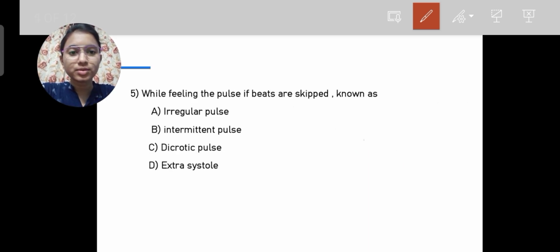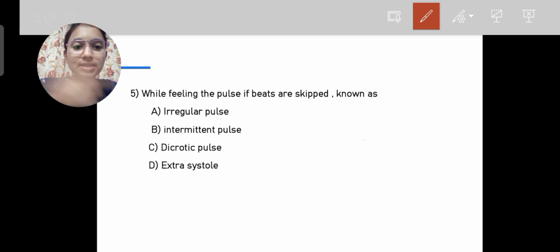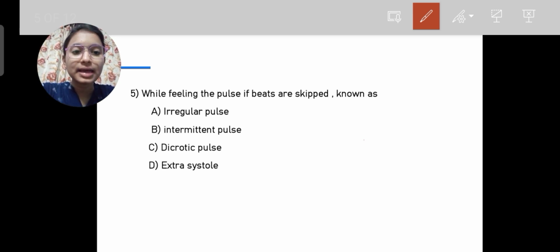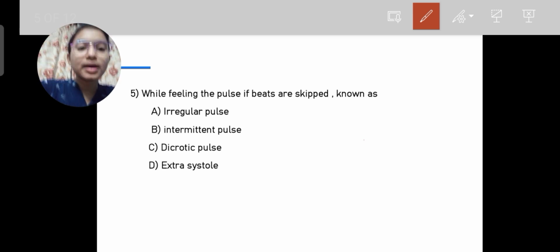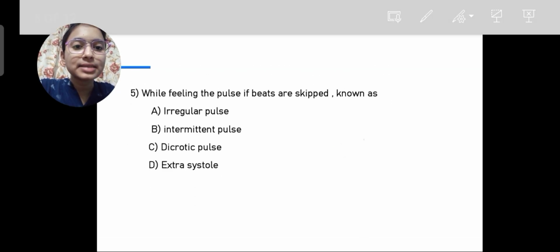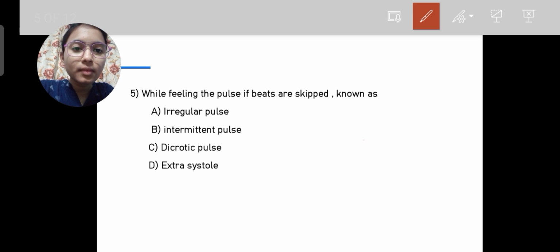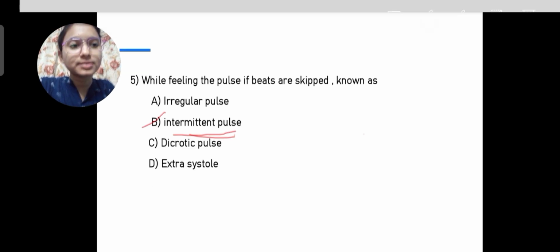Now the fifth question. While feeling the pulse, if the beats are skipped, it is known as: option A, irregular pulse; option B, intermittent pulse; option C, dicrotic pulse; and option D, extrasystole. The answer will be intermittent pulse. If there is an occasional missed beat, it is called an intermittent pulse.